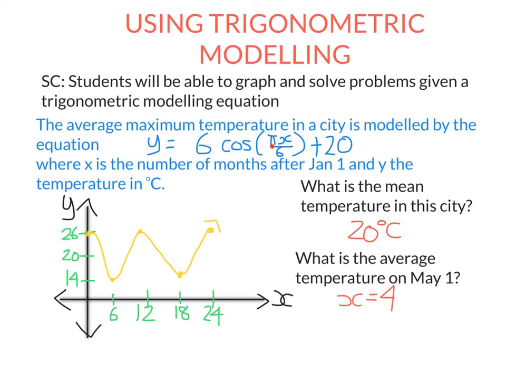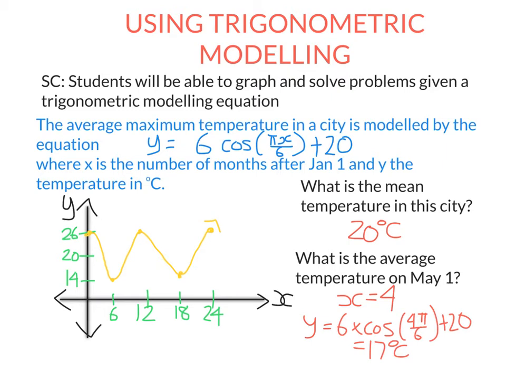All we have to do is substitute x equals 4 into this equation here. If we put that into our calculator, we simply get y equals 6 times cos of 4 pi on 6, plus 20. And that gives us the answer of 17 degrees Celsius. So that will be the average temperature every May 1. It'll be like down here 17 degrees, and then it'll reach 17 degrees next year on May 1.